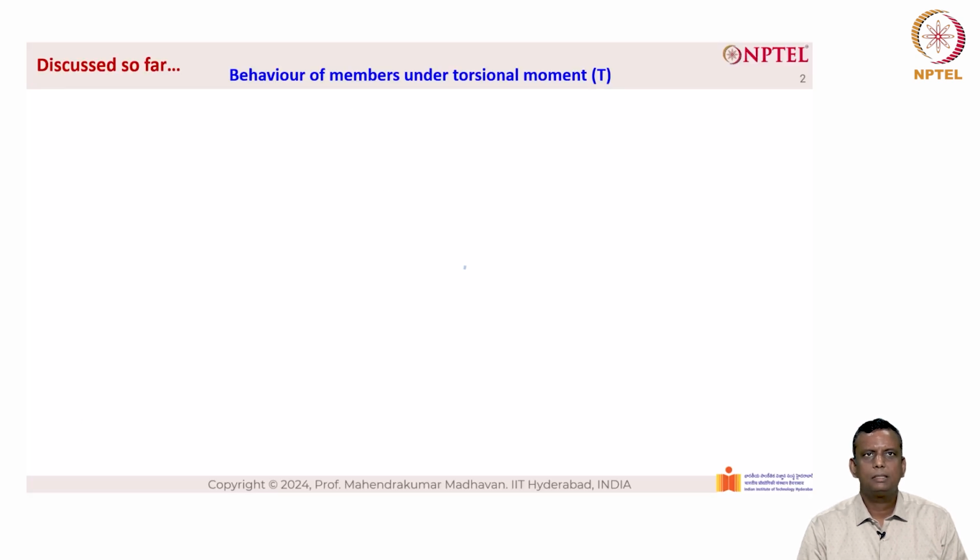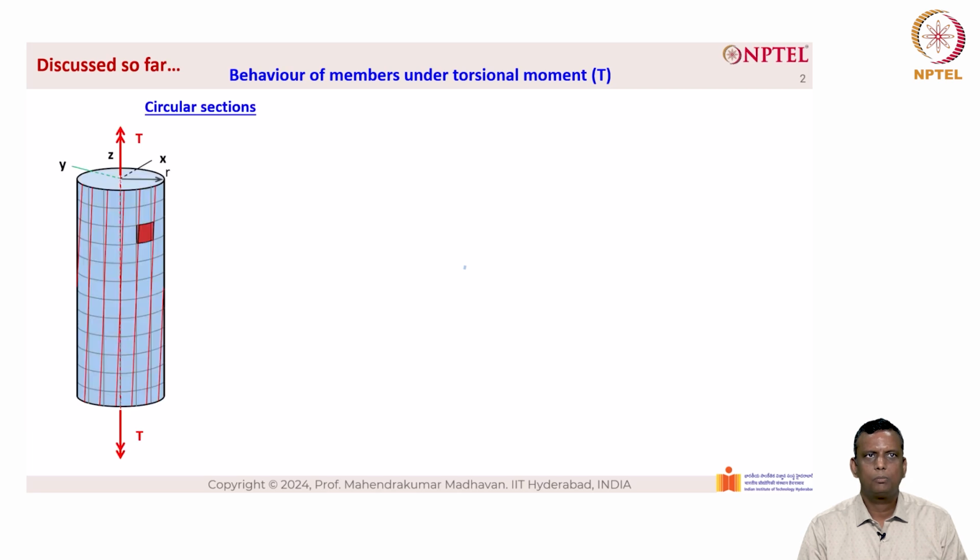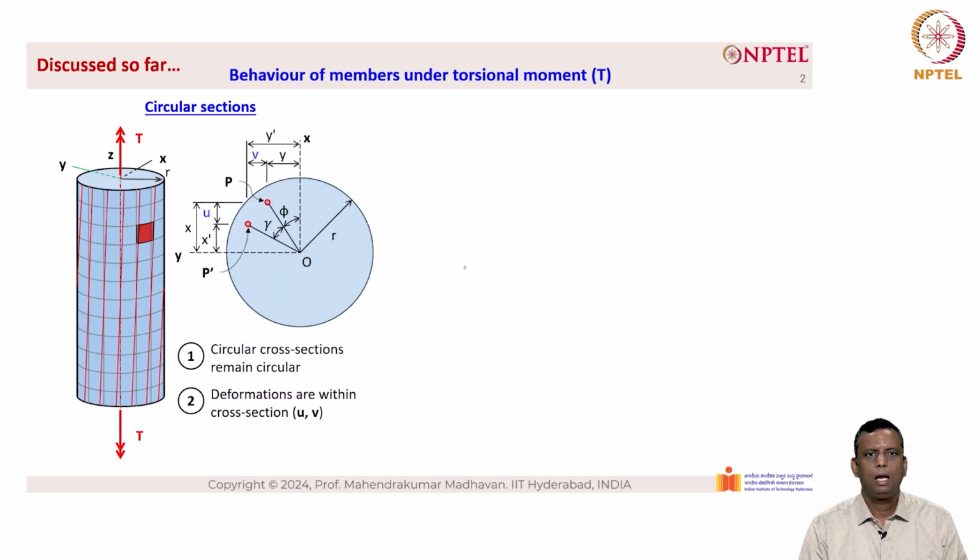In this class, we will talk about the soap film analogy, its concept and applications for deriving the torsional constant J. We discussed in the last class the behavior of members under torsional moment. We talked about circular cross-sections, which remain circular even after the application of the torsional load, and the deformations are within the cross-sections, which are U and V. The torsional constant J is equal to the polar moment of inertia.